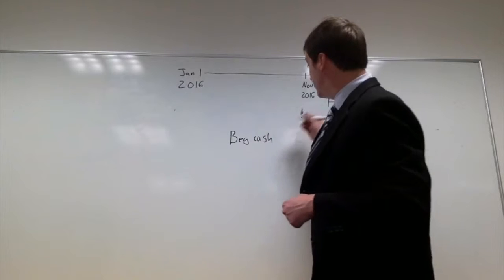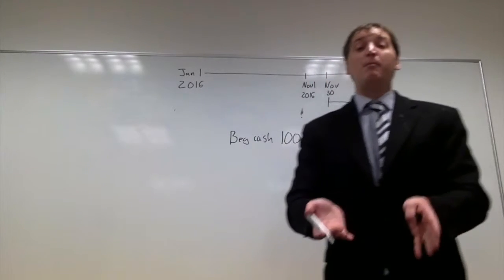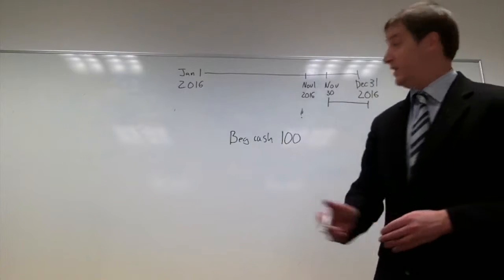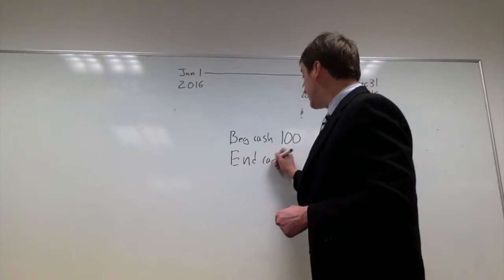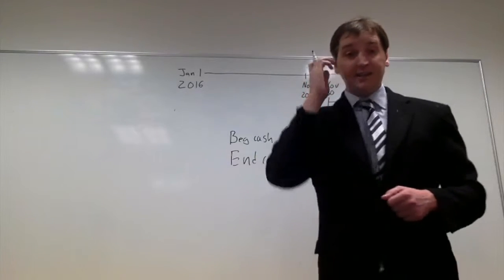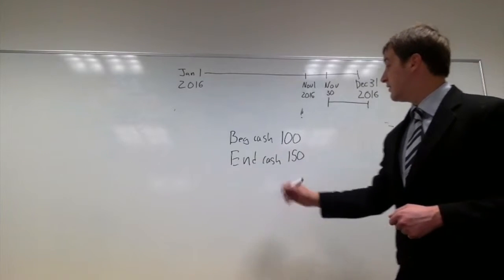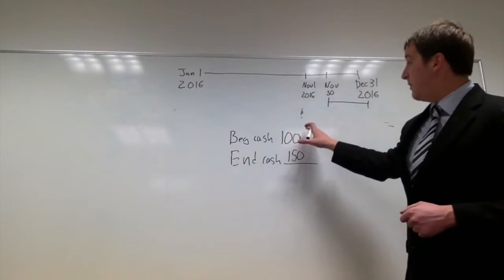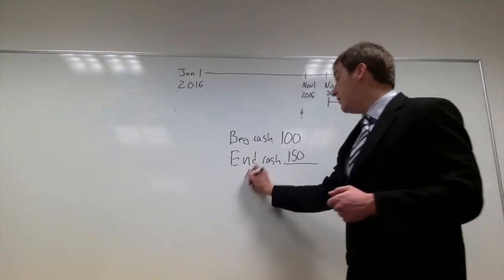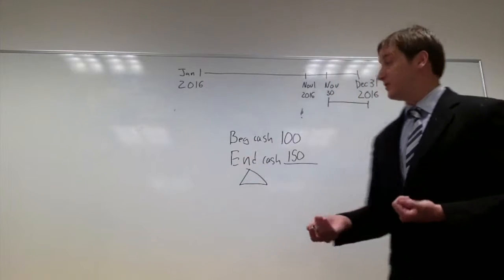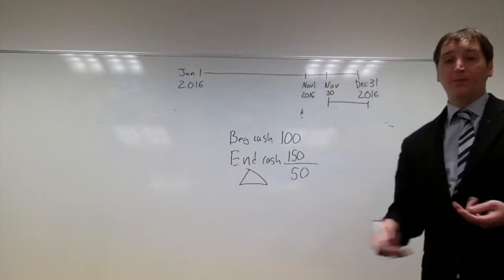January 1st. Let's say, for example, it's 100. And then I'm going to look at my December 31st balance sheet. That's going to be my ending cash. Let's say, in this case, it is 150. So, my beginning cash is 100. My ending cash is 150. What is my total change in cash? 50.